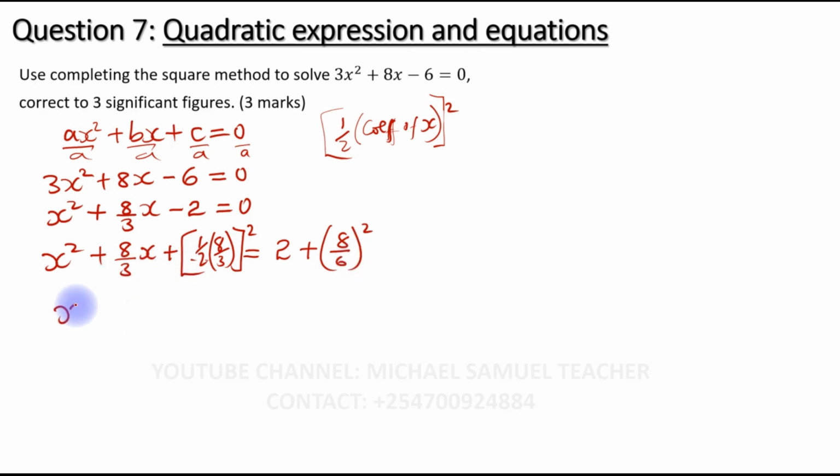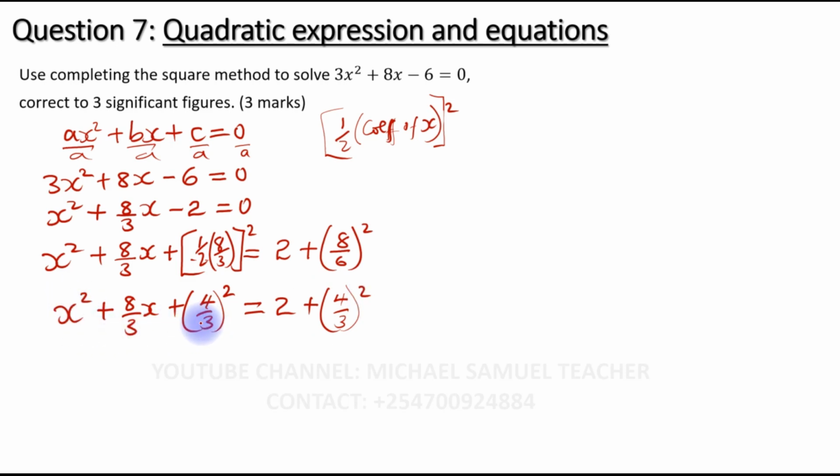So from here we have x squared. Now we make it a perfect square. Let me rewrite it again: plus 8 over 3x plus, now this in simplified form will be 4 over 3x. At this particular situation, I don't want the student just to square it but leave it the way it is, because we are going to write it as a quadratic identity in the perfect square form. So it will be equal to 2 plus, for the right hand side, 4 over 3, just the simplified form, no problem.